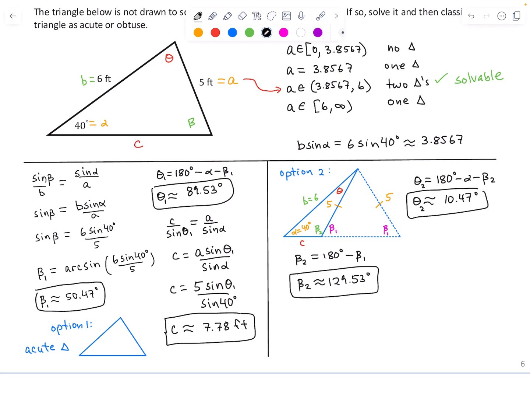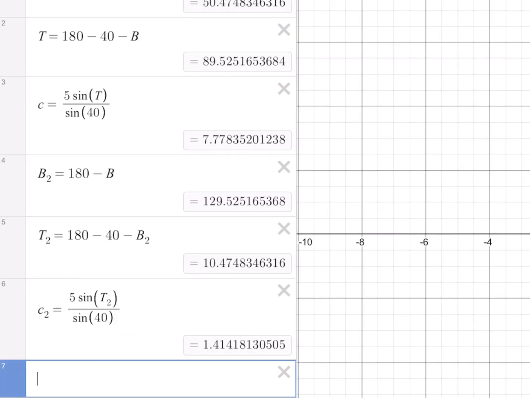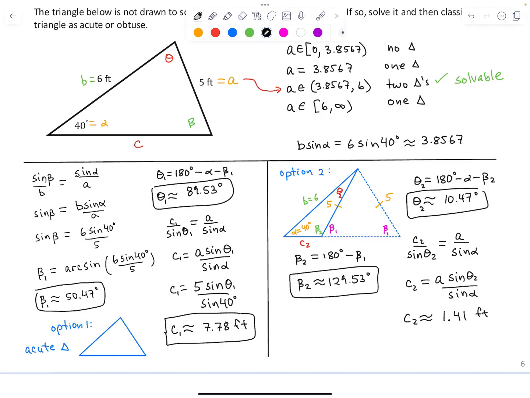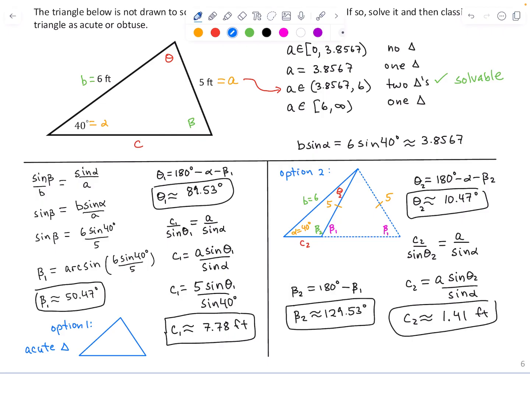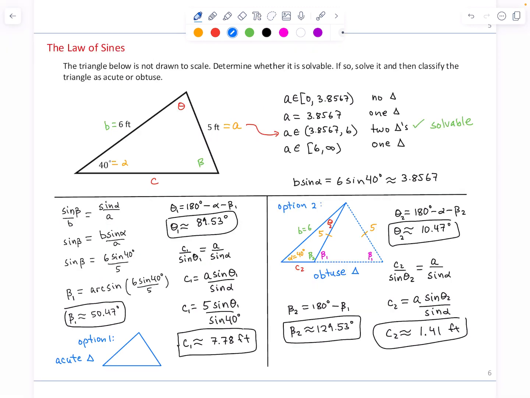And now let's find C. C will be much shorter this time than it was last time. Over here, all these values, let's call them C sub 1. And now let's find C sub 2. So we know C2 divided by the sine of theta 2 will be equal to A divided by sine alpha. Therefore, C2 is equal to A sine theta 2 divided by sine alpha, and we get approximately 1.41 measured in feet. And because beta sub 2 is an obtuse angle, this second option is an obtuse triangle. All right, and this concludes our lesson on the law of sines.